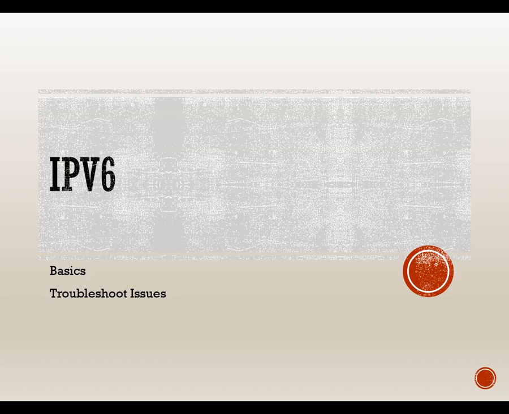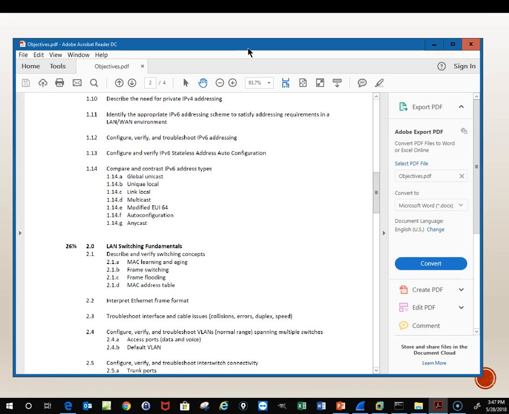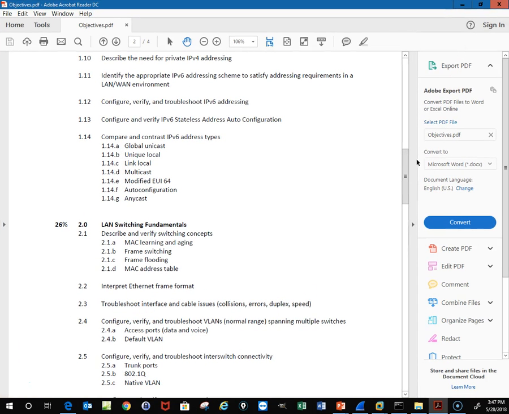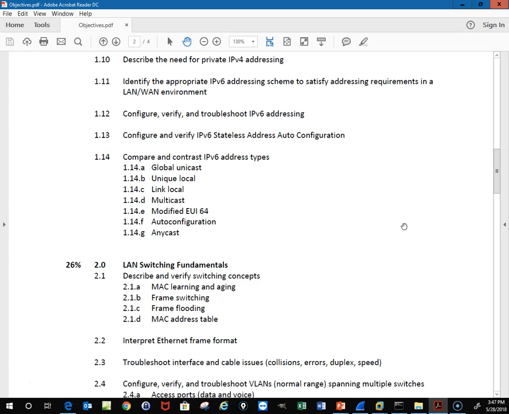Take a few minutes and look at some IPv6 information. In this one, we go to the objectives here. We're going to try to cover all of the IPv6 objectives in this one PowerPoint set. It's identify appropriate IP addressing scheme to satisfy addressing requirements in a LAN/WAN environment.